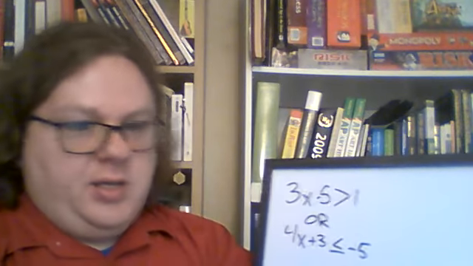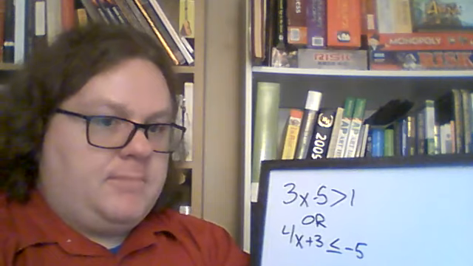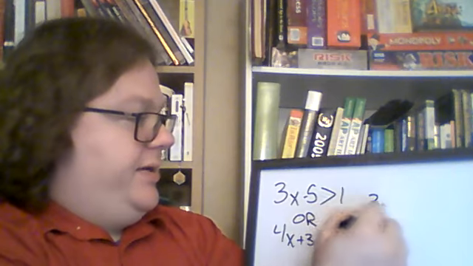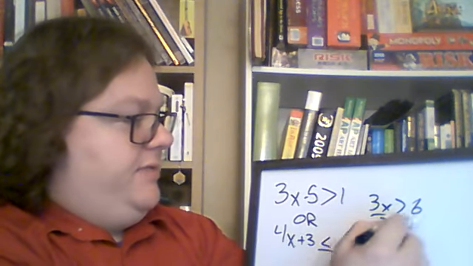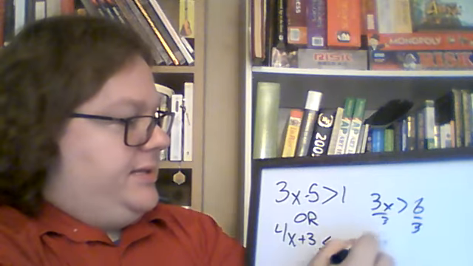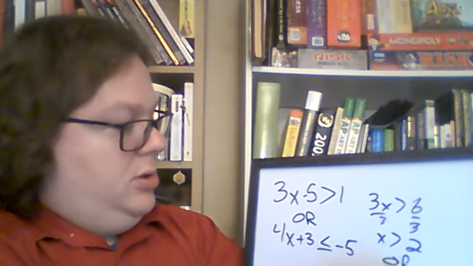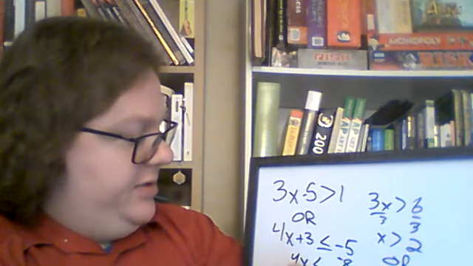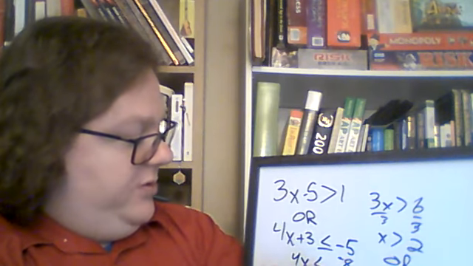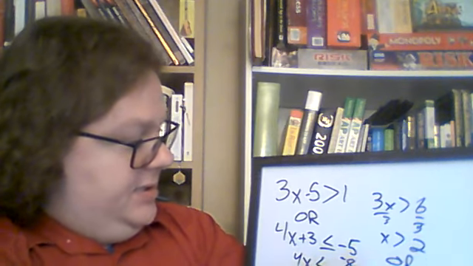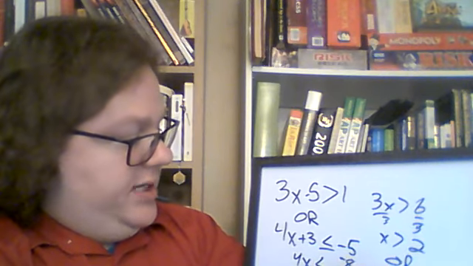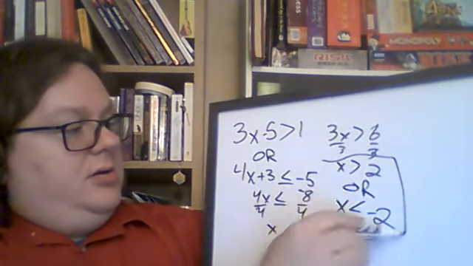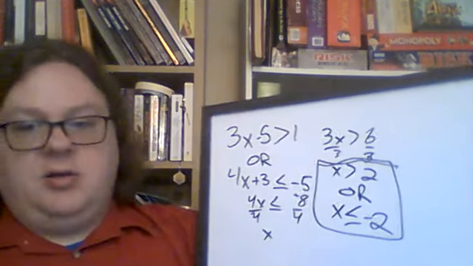Property of inequalities. Okay. So I'm going to add 5 to make that 6. 3x is greater than 6, divided by 3, and x is greater than 2, or -3 makes for -8. 4x is less than or equal to -8, divided by 4, we get x is less than or equal to -2. And this here is the answer.